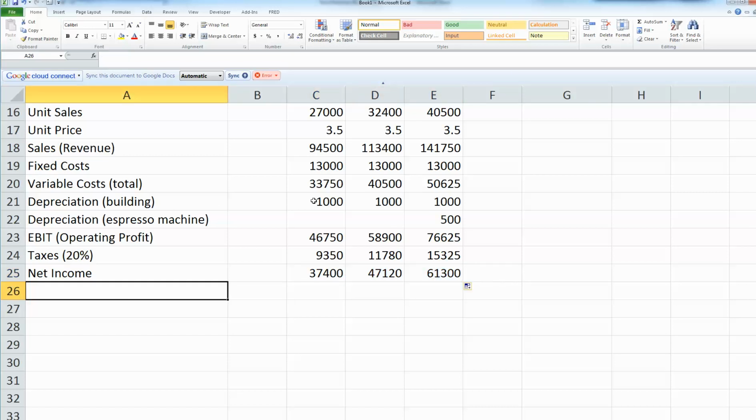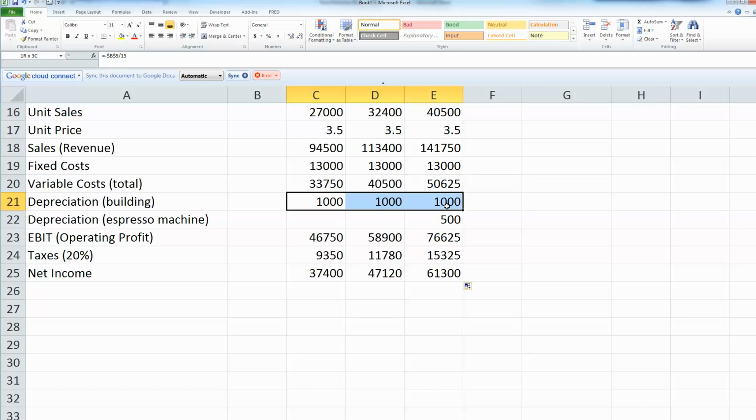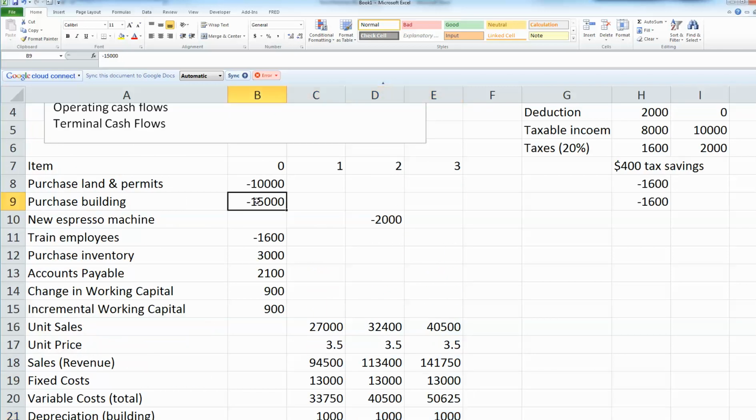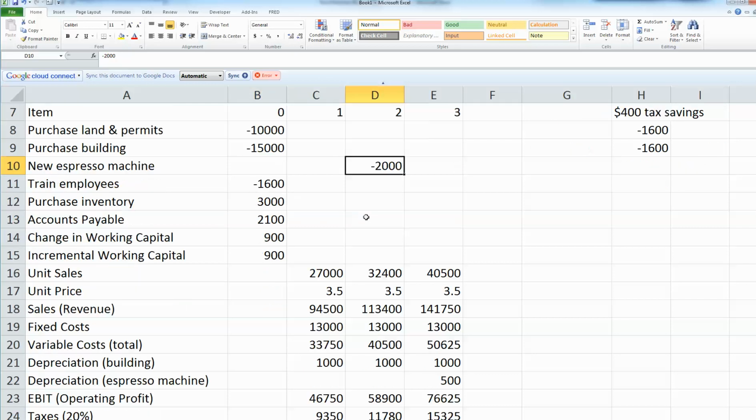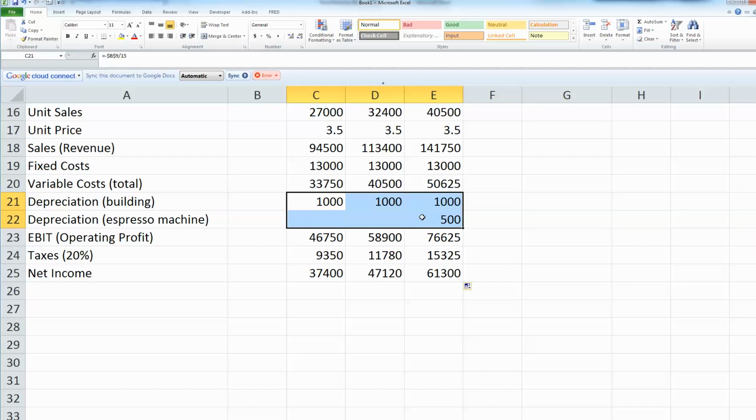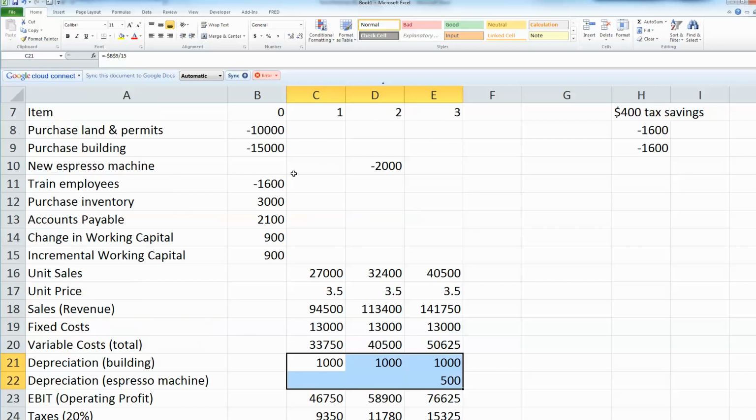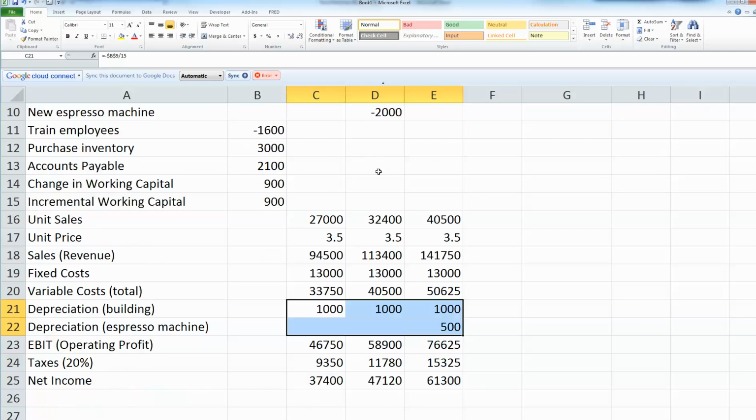Now, this depreciation is not actually a cash outflow that I pay anybody, nor is that $500 depreciation in year 3. I paid for these assets. I paid for the building in year 0 where it's an outflow. I paid for the espresso machine in year 2 where I have it as an outflow. So these depreciation numbers are not actually cash outflows that I pay to people in the year that I have them listed. They were actually paid at time 0 and at time 2.